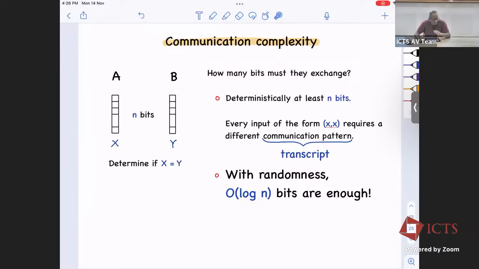Let me move on to a related question where information plays a role. This log n doesn't depend on the error. Right now I said 1 over 100.